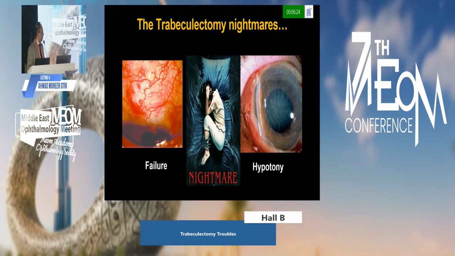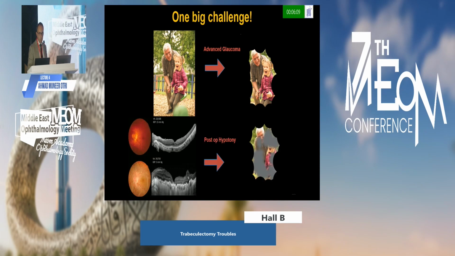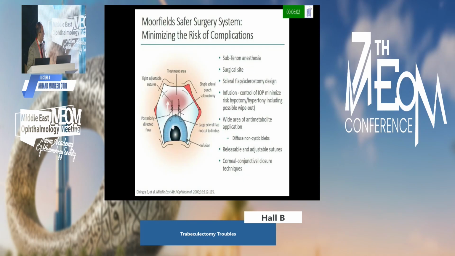The most, let's say, difficult situation in any patient having trabeculectomy is either having hypotony or failure in the mind of the surgeon. So one big challenge, if you have a patient like this, they already have advanced glaucoma and that's their field of vision, and then they had the hypotony, and you end up with this. So in fact, you are causing harm by doing this, especially with the hypotony. So from my point of view, the way to reduce the risk of hypotony is to follow the Moorfields safer surgery system. And this is a very simple system.